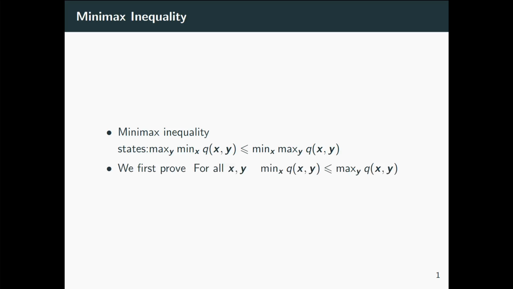Now, in order to prove this for all x and y, we'll first prove something simpler, which just looks at the inner terms: that the minimization over one of the variables will be less than or equal to the maximization over the other variable. And we'll take a specific example to try and understand this formulation better.